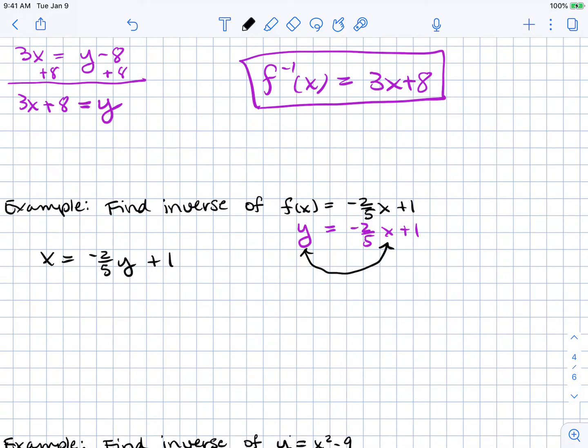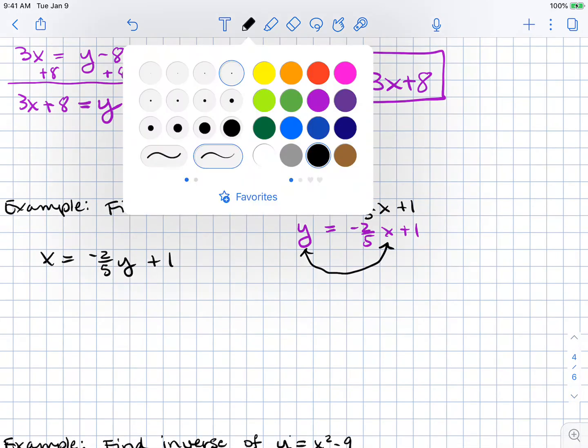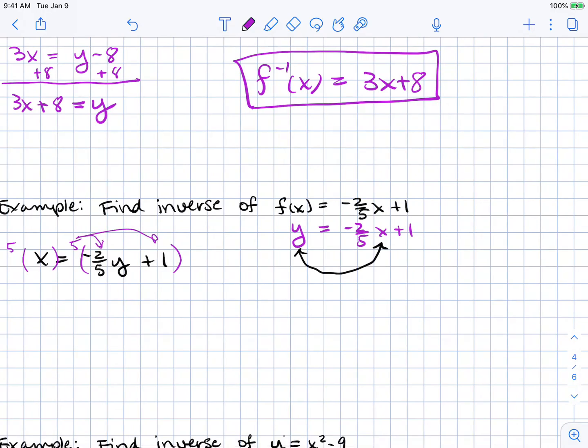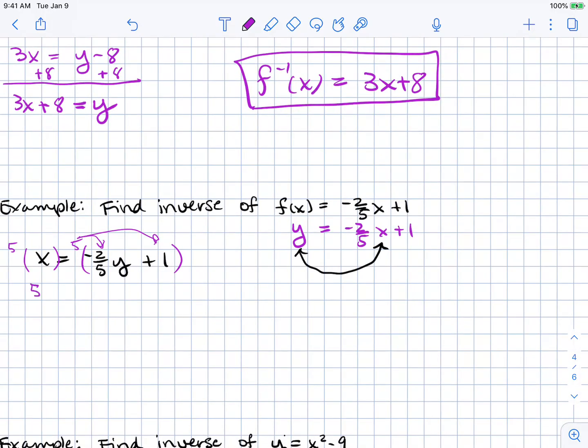I'm going to clear my fractions again just to make my life easier. So I'm going to take both sides of my equation and multiply by 5. It'll get rid of that 5 in the denominator. I'm just having to distribute through on this side. And I'm going to end up with 5x equals negative 2y plus 5, because these ones cancel out.